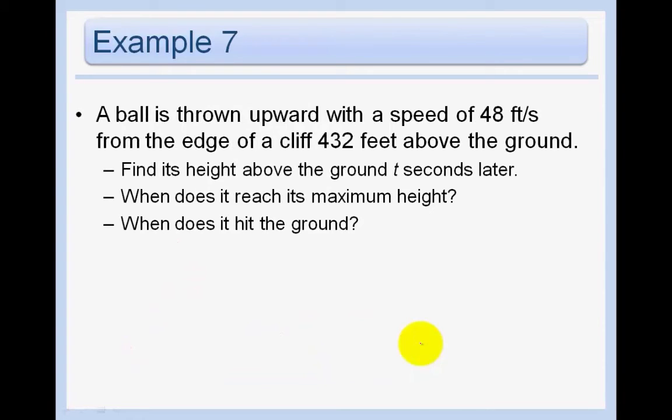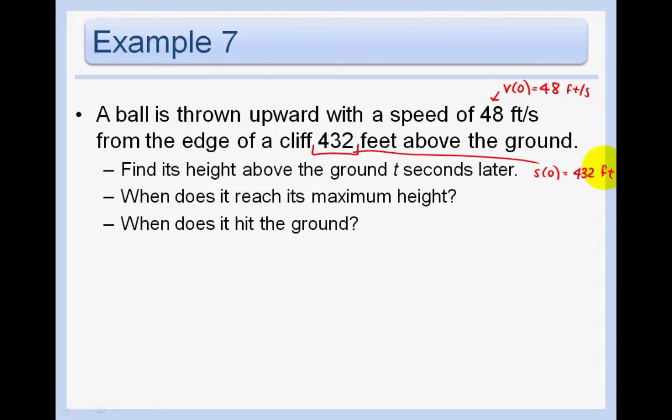Finally, we have a ball is thrown upward with a speed of 48 feet per second from the edge of a cliff 432 feet above the ground. What do we know? We have an upward speed of 48 feet per second. So the initial velocity is 48. And it started here, so our initial height was 432 feet.